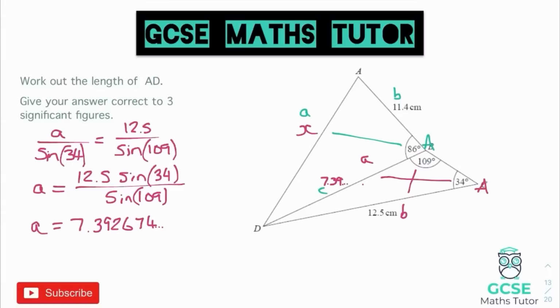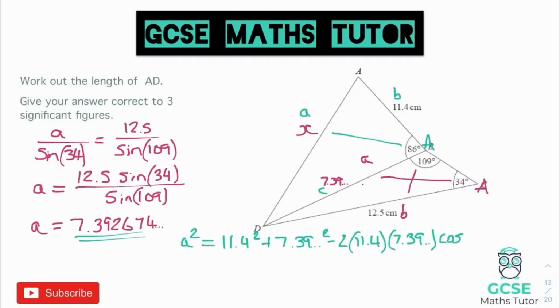So I'm going to put this into the cosine rule, which is A squared equals, and then we have B squared plus C squared, so 11.4 squared plus the 7.39 number squared. In my working out, I'm just going to put that, but I'm going to use this full number just here. And then it's minus 2bc cos big A. So minus 2 times B, which is 11.4, times the C, which is the 7.39 number. It's going to be awkward to keep typing that in. And then we have cos of the big A, so cos of 86. So that is what I need to type into the calculator.